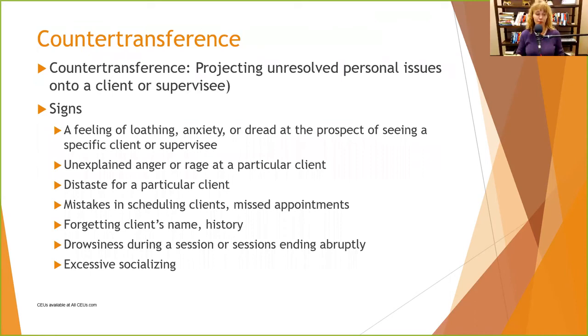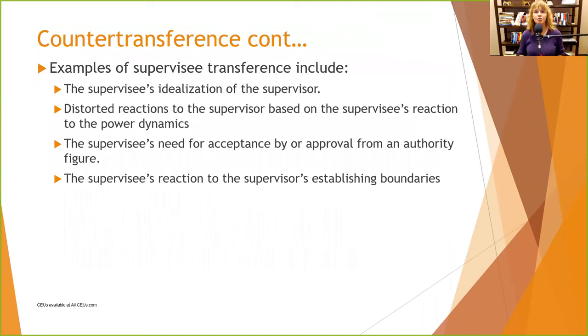Examples of supervisee transference include supervisees may idolize or idealize the supervisor. So you want to look out for that and make sure you address any transference issues they're having to you. They may have distorted reactions to you based on their reaction to the power dynamics. They may need acceptance or approval from authority figures, so they're constantly trying to please you. And they may have a reaction to you establishing boundaries. If you say, you really need to try to solve this on your own, and we'll talk about it in supervision next week, and they completely melt down, then you want to take a look at that. Obviously, it really depends on the situation, how much they really need that immediate feedback.